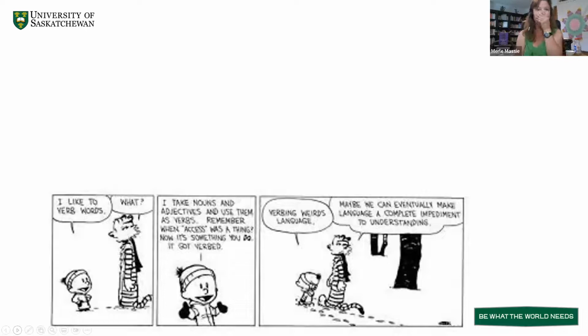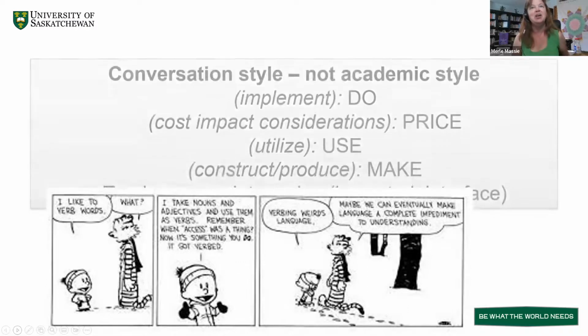So I'm sorry that the quality isn't very good on this one, but it comes from Calvin and Hobbes. And Calvin says, I like to verb words. What? I take nouns and adjectives and use them as verbs. Remember when access was a thing? Now it's something you do. We access our email, for example. It got verbed. And he says, verbing weirds language. And Hobbes says, maybe we can eventually make language a complete impediment to misunderstanding.